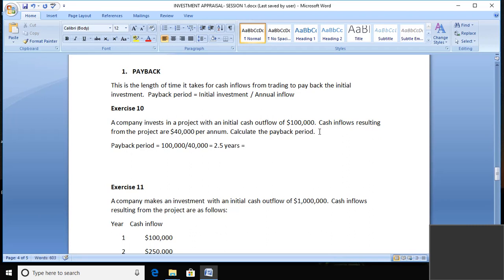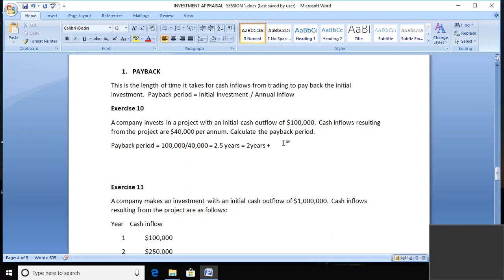But there is something to this. What does this imply? It implies that the project will take 2 years and 50% of the third year to pay back. So how do you convert that into actual months? Because this is not going to go to 3 years. It will be beyond 2 years and 50% of the third year. So you have 2 years, plus what is 50% of the year?